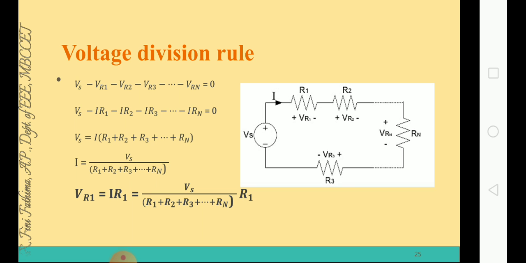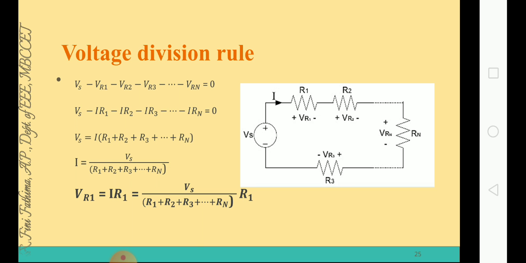So what is our aim? My aim is to find out the voltage across the resistance R1, that is equal to I into R1. In place of I, I am substituting the equation, that is Vs divided by R1 plus R2 plus R3 plus etc. Rn. If I substitute it, then I can say Vs into R1 divided by R1 plus R2 plus R3 plus etc. Rn. So how can we say what is the voltage division rule?